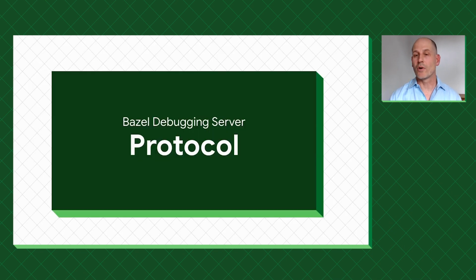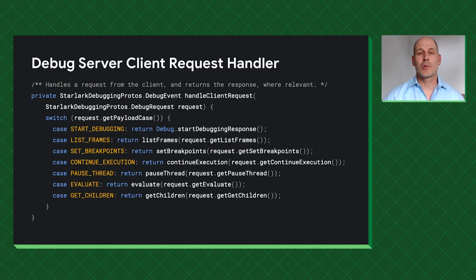Okay, let's peek at the protocol a bit. This client request implementation gives you a sense of the types of messages and what you can do with things. So you can list stack frames, you can set breakpoints, you can continue, pause, step through threads, and then there's evaluate and get children, which I'll address separately.